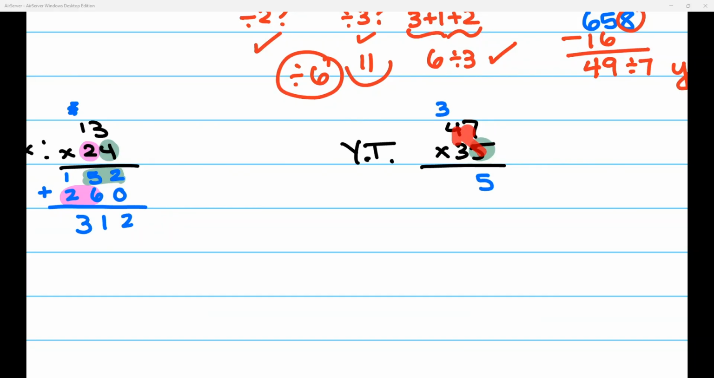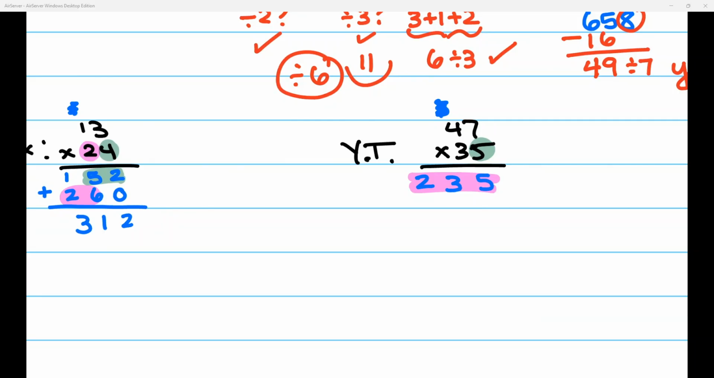5 times 4, that's going to be 20, but don't forget I need to add an extra 3. That's going to give me 23. I am done with that 3. Let me go ahead and cross it out. And when I multiply by my ones, the answer I got was 235. So let me go ahead and highlight that.